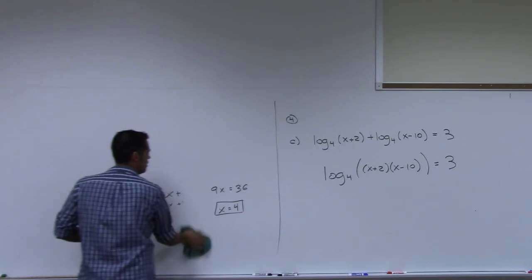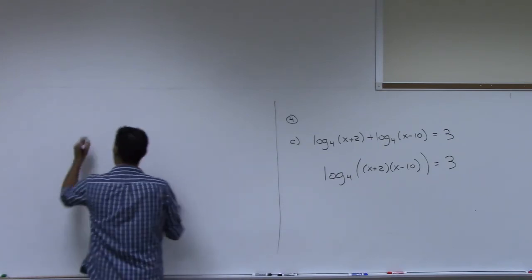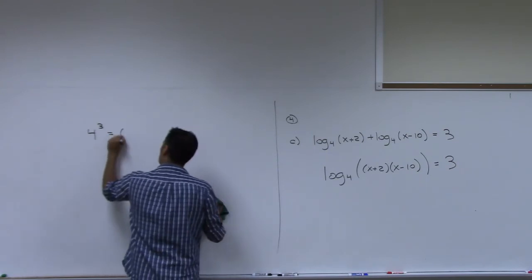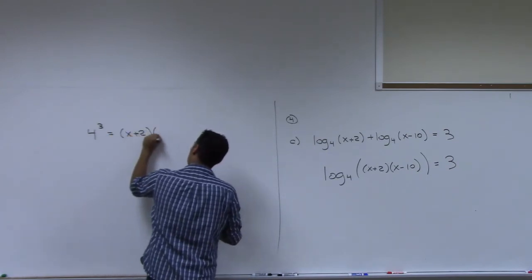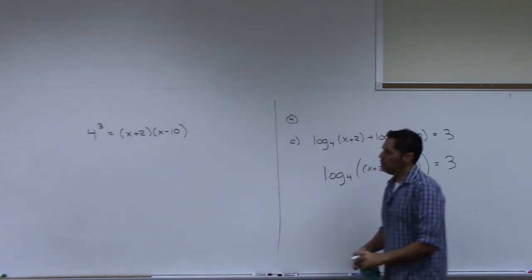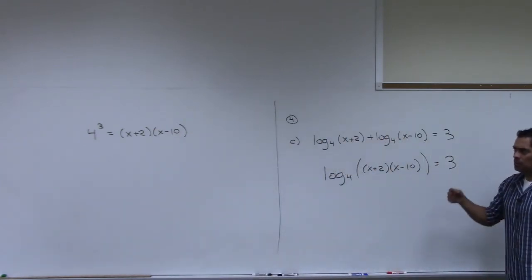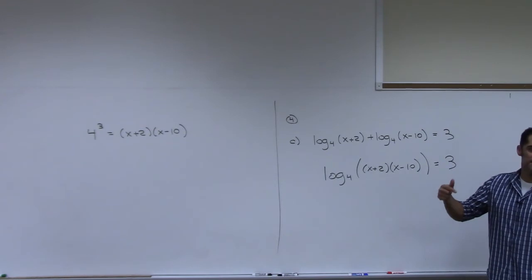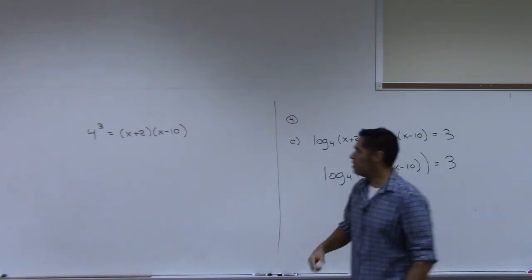4 raised to the 3rd power must be equal to x plus 2 times x minus 10. And what is 4 raised to the 3rd power? 12? No, that's 4 times 3. That's 4 times 4 is 16, times 4 is 64. Left side, 64.